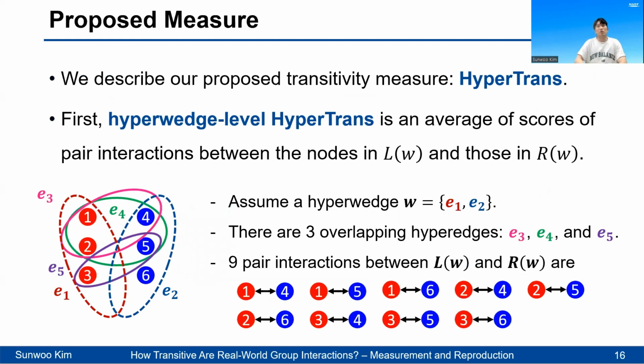We introduce our proposed transitivity measure, HyperTrans. First, hyperwedge level HyperTrans is an average of scores of pair interactions between the nodes in the left wing and those in the right wing. For example, assume a hyperwedge consists of E1 and E2. There are 3 overlapping hyperedges, E3, E4, and E5. Here, there are 9 pair interactions between two wings, and they are shown on the bottom side of the slide.